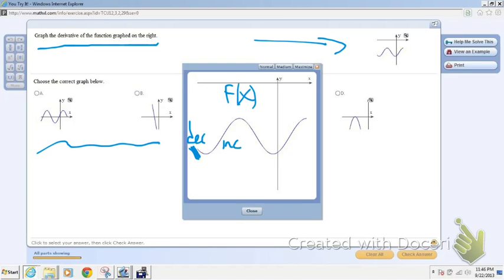Decreasing, increasing, decreasing, increasing. Here, the slope of the tangent line is 0. Here, slope of the tangent line 0. Here, slope of the tangent line 0. So decreasing translates to the derivative is negative, and increasing translates to the derivative is positive. So you can see here, below the x-axis, let me see if I can zoom in on that.